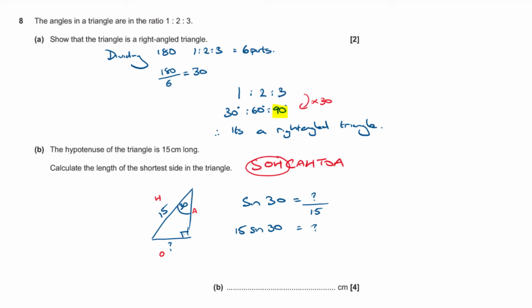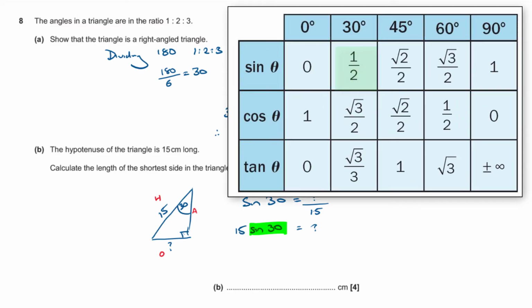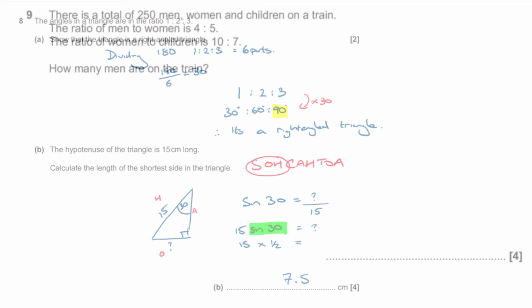Okay, but this is the non-calculator paper, you cry. How are we going to work out what 15 sine 30 is? Well, sine 30 is one of your exact values that you're meant to remember. There's a whole table of these that you just need to commit to memory or know how to derive for yourself. And from that table, you should recall the fact that sine 30 is a half. So our missing side is just going to be 15 times a half. So that's going to be 7.5. Okay, job done.